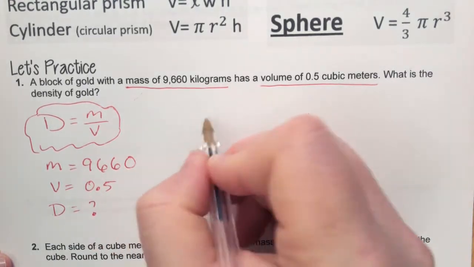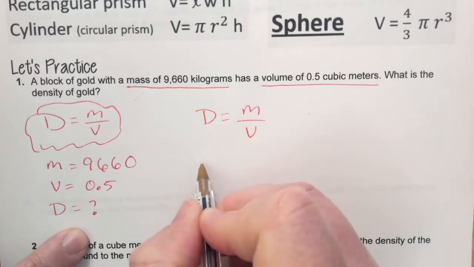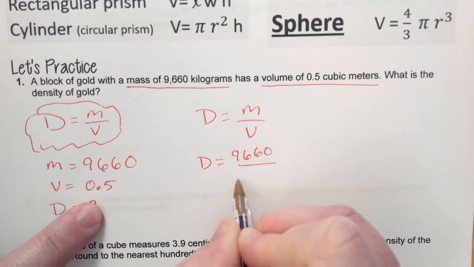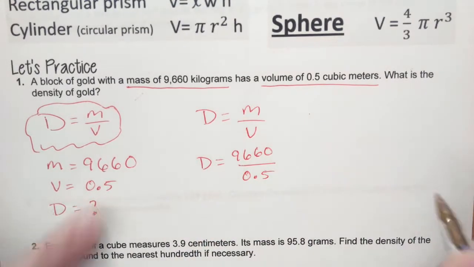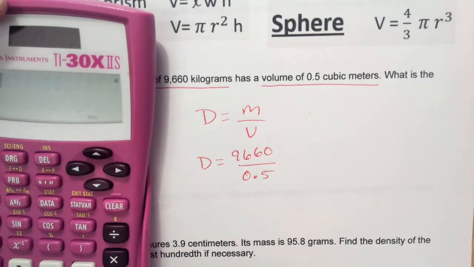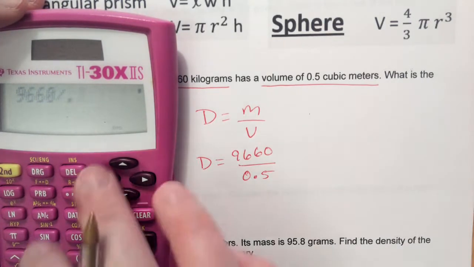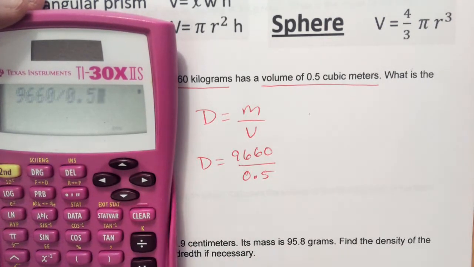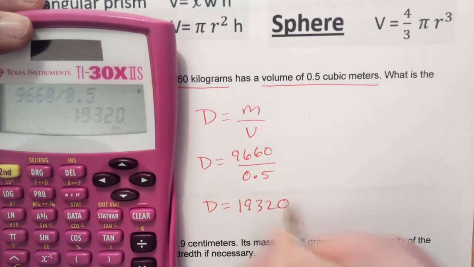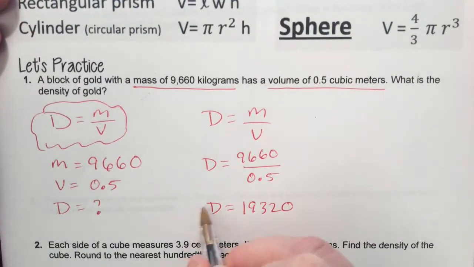All right, so the equation, D equals mass over volume. Plug in what we know. D, we're still looking for that. Mass is 9660, and volume is 0.5. That's pretty straightforward. You just divide those numbers. So you take your calculator, 9660 divided by 0.5, and we get this number. D is equal to 19320. Okay, did we answer the question? Yes. What's the density? So that is our answer.